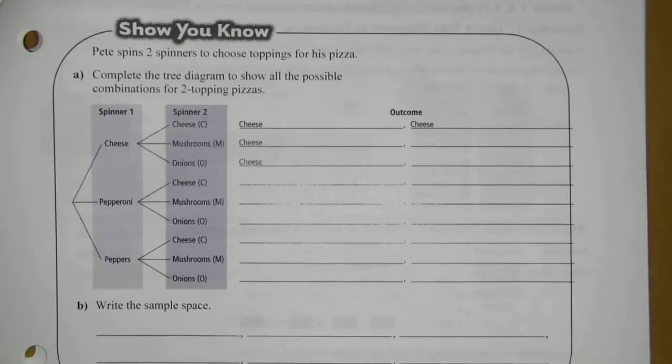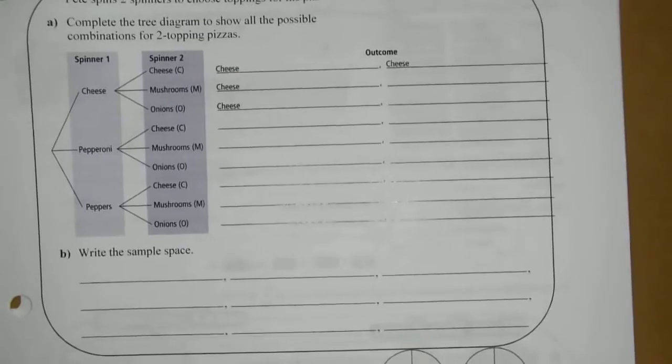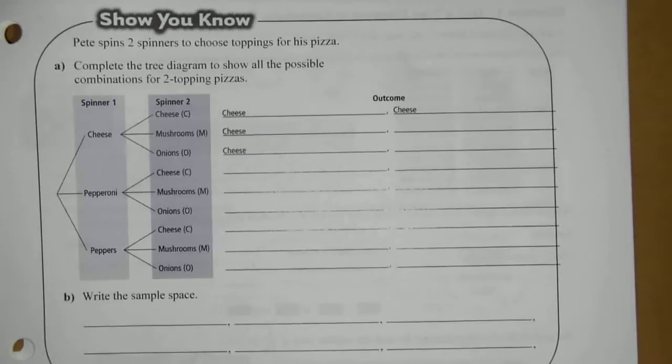Alright, so for this show, we're going to do a tree diagram, and we're looking at a scenario where Pete spins two spinners to choose toppings for his pizza. Down here you'll notice that we've got pictures of the two spinners, one with cheese, peppers, and pepperoni, and the other one has onions, cheese, and mushrooms. So what are the possibilities for his pizza combinations?